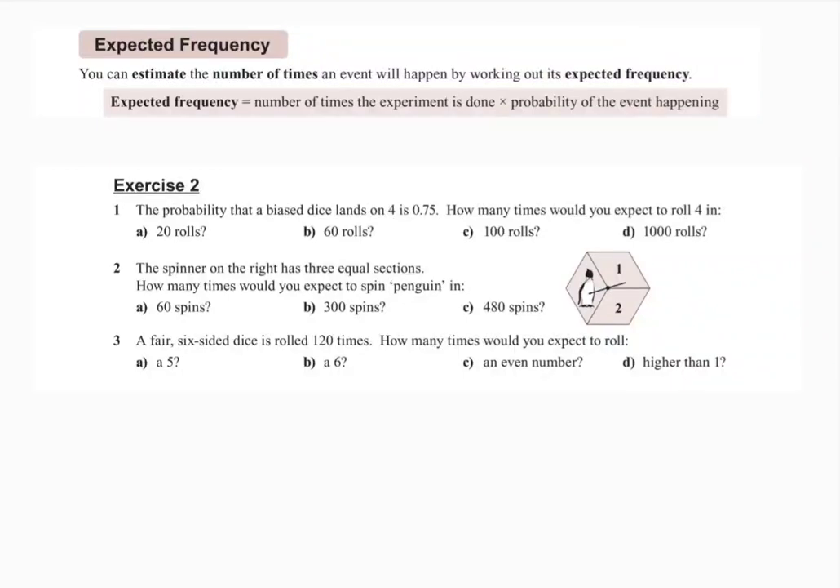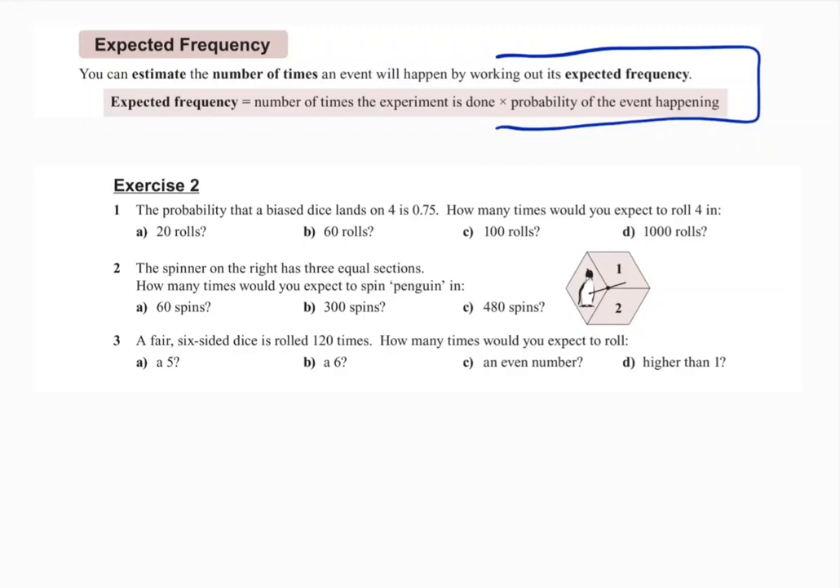This video is on a concept called expected frequency, and I'm going to do some examples related to this topic. First of all, we need to understand the meaning and the applications of expected frequency in maths. Expected frequency is simply equal to the number of times the experiment is done times the probability of the event happening. Basically, you can estimate the number of times an event will happen by working out its expected frequency.